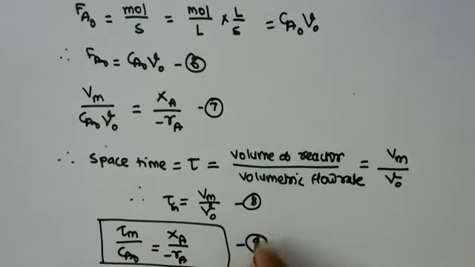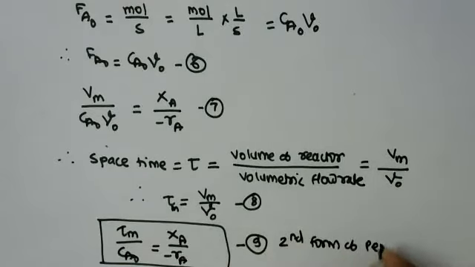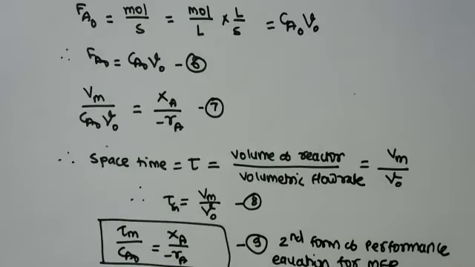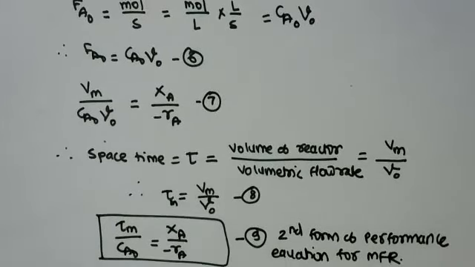This is equation 9, which represents the second form of the performance equation for MFR. Tau m upon Ca0 is equal to Xa upon minus Ra.